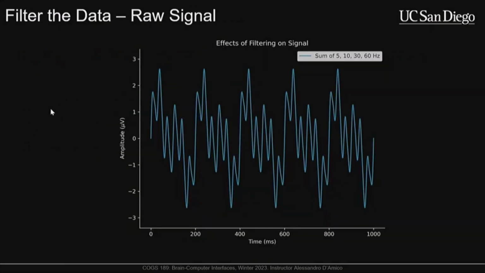Here is a generated signal, and this is a simple sum of sine waves. In this case, we have a sum of 5 hertz, 10 hertz, 30 hertz, and 60 hertz. And as we can see, the sum of the signal looks pretty complex, it looks pretty intense, but it really is just a simple sum of sine waves.